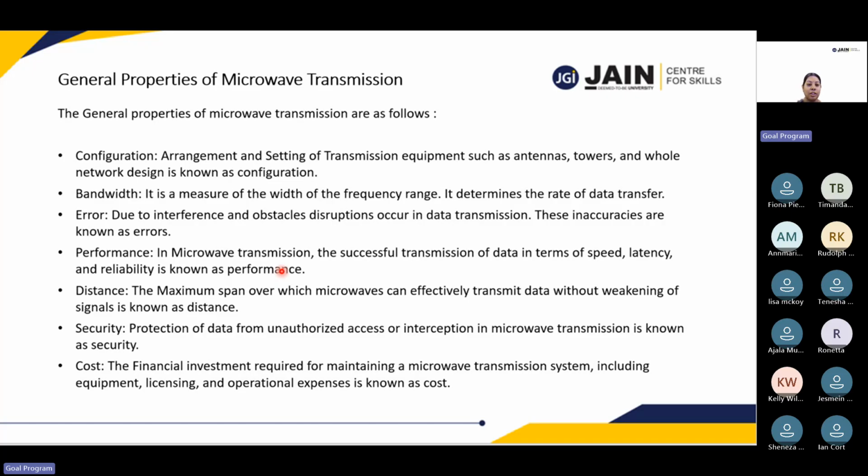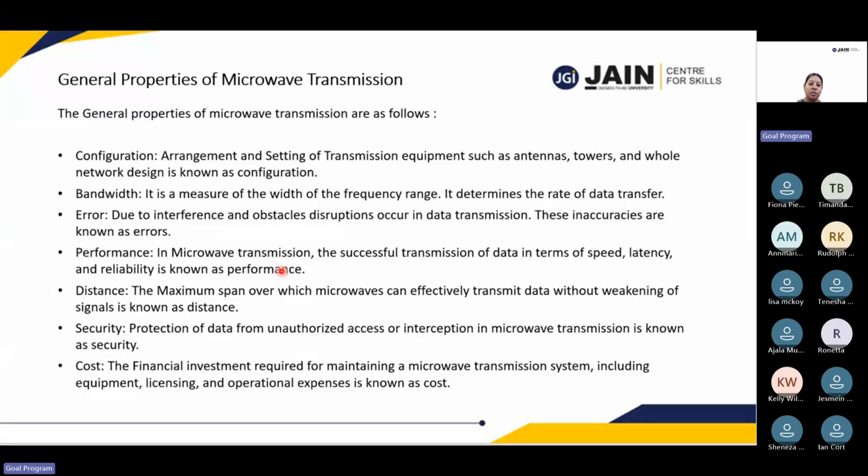Performance: in microwave transmission, the successful transmission of data in terms of speed, latency, and reliability is known as performance. High performance means the speed and bandwidth are very good, and reliability means the signals are not having many errors and pass accurate data. Based on these factors, we decide the performance of microwave transmission.